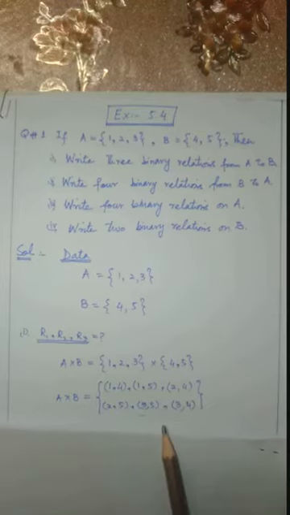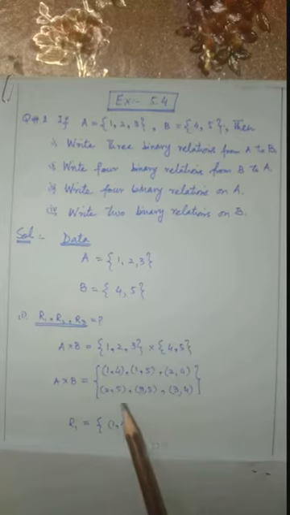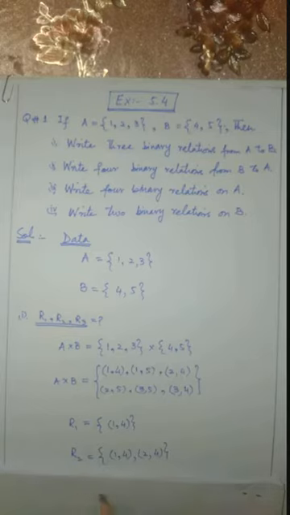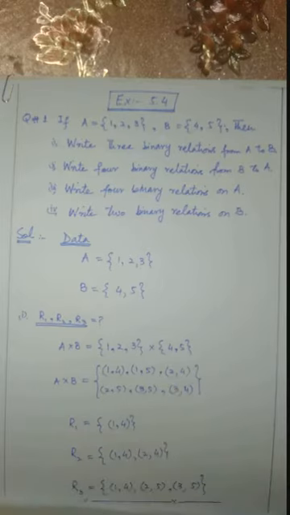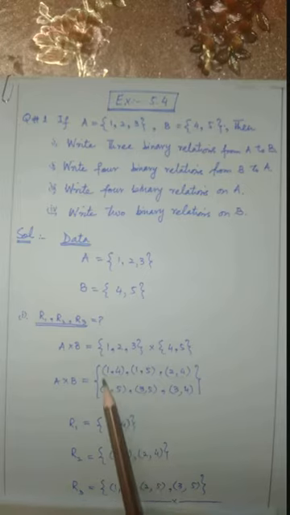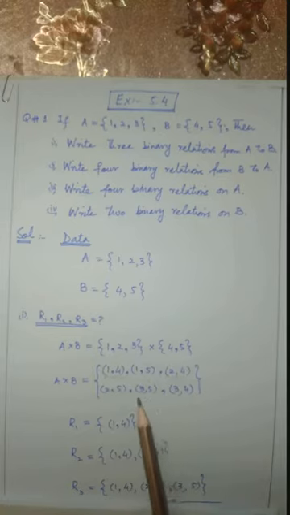writing in the ordered pair. Now R1, let us suppose taking one ordered pair from this A cross B, so this is R1. Again R2, taking 2 pairs, let us suppose we take this pair with this pair. Then R3, taking 3 pairs, let us suppose first pair, then second pair, and then third pair.